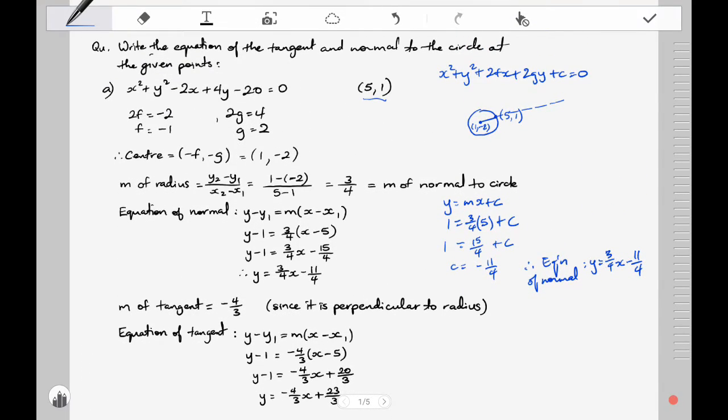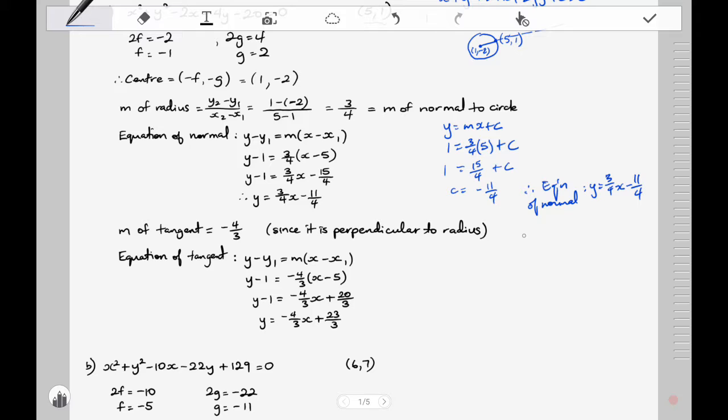Okay, we are also asked to find the equation of the tangent at the same point. Now, in the previous video, it was clear that the tangent and the radius meet at an angle of 90 degrees. So therefore the tangent is always perpendicular to the radius. So the gradient of the tangent would be the negative reciprocal of the gradient of the radius. We just obtained that the gradient of the radius was 3/4, so therefore the gradient of the tangent is minus 4 over 3.